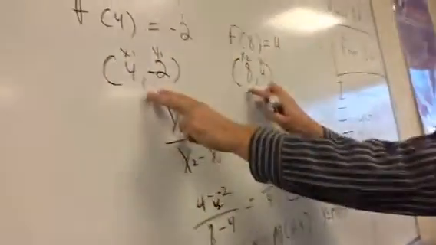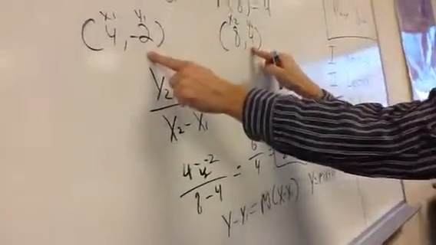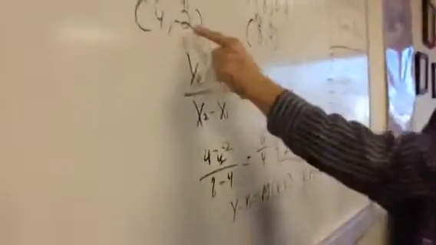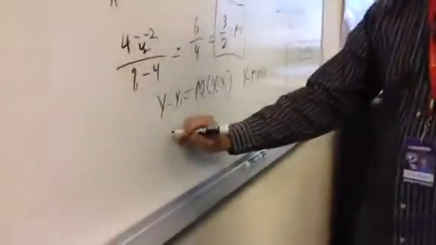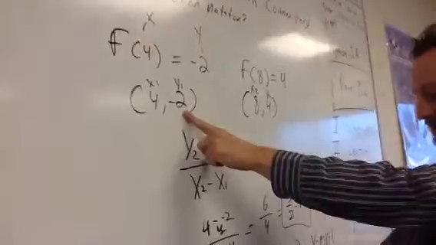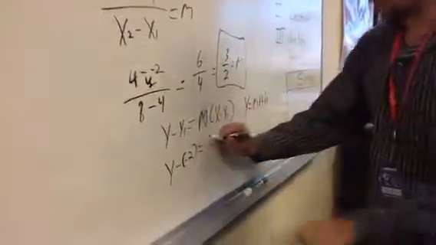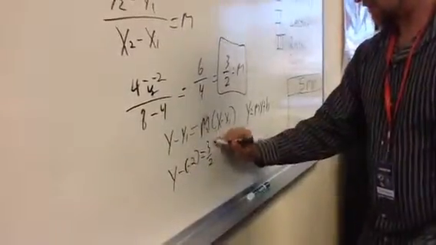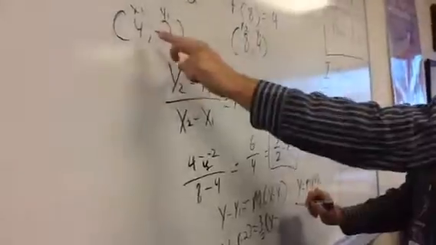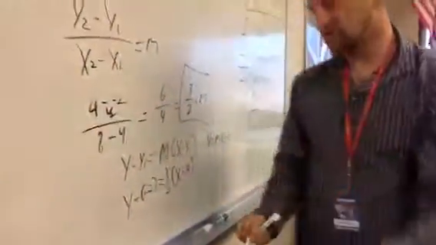Okay, now you can choose any one of these to plug in for your y1. I can choose this or this. I'll go with this one. So it'll be y minus, and I'm choosing this for my y1, equals, my m we discovered was a 3 over 2, x minus, and then if I chose this for my y1, I have to choose this for my x1. Okay, you get the answer in 2 moves.